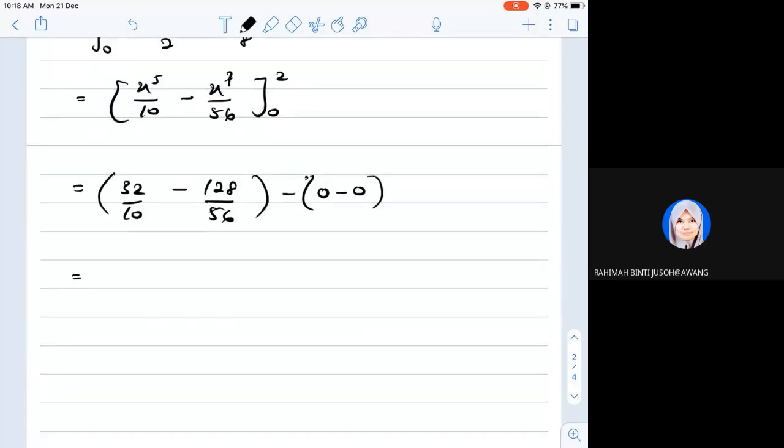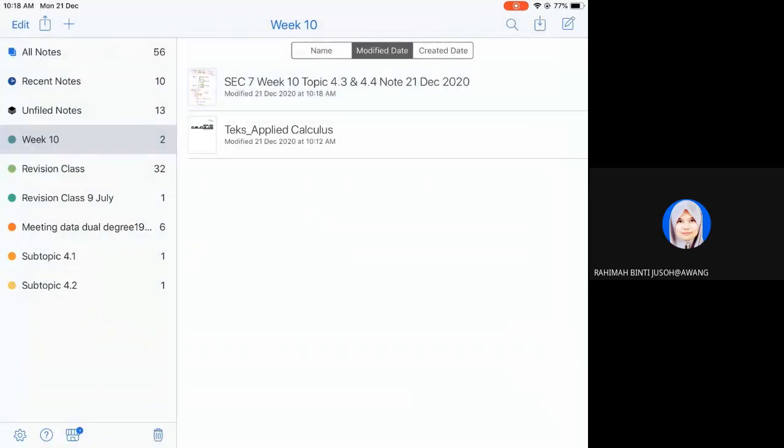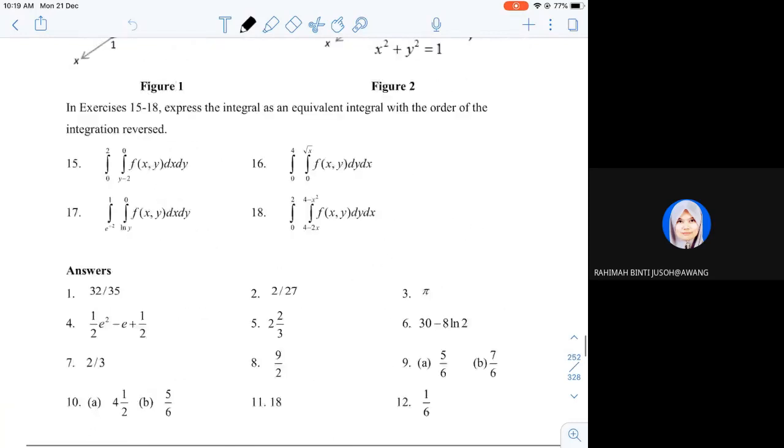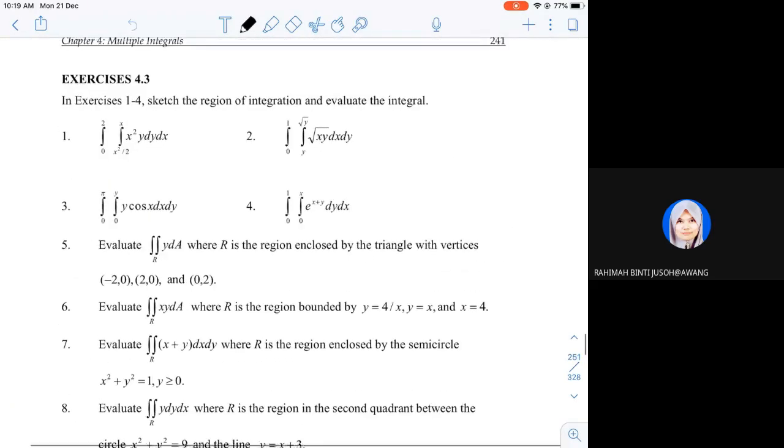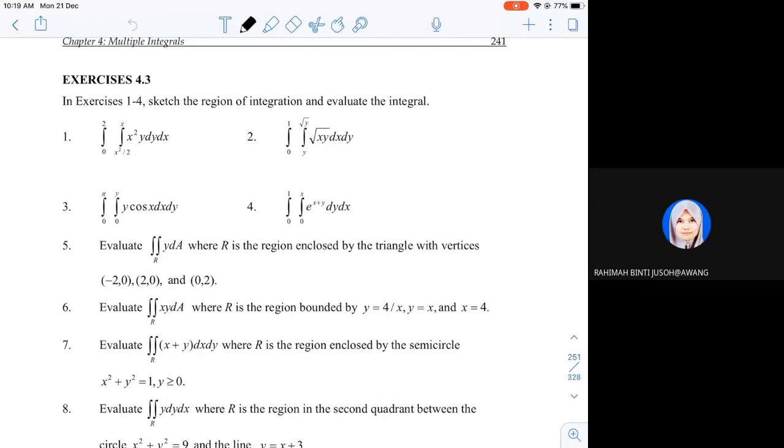Alright, so if we calculate this, we will get the answer. Can you give me the answer? 32 over 35. Okay, good. So is that the correct answer? Question number 1, yes, 32 over 35. All right, next, let us proceed to question number 2.